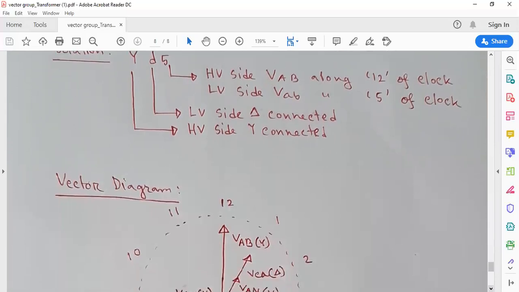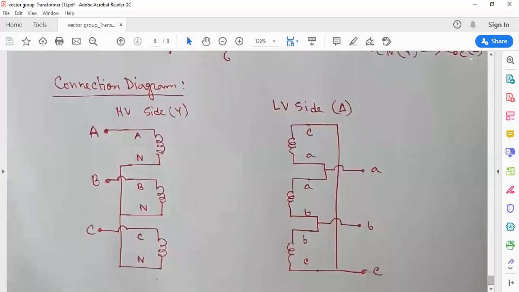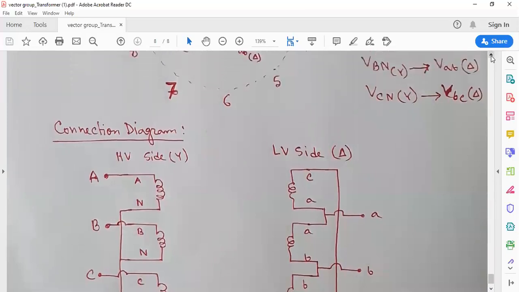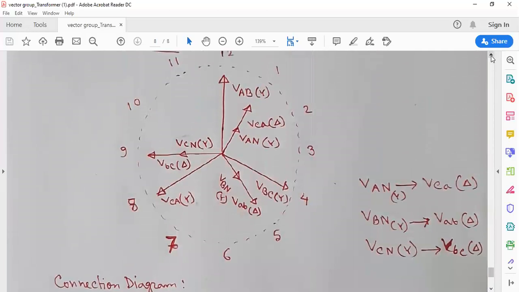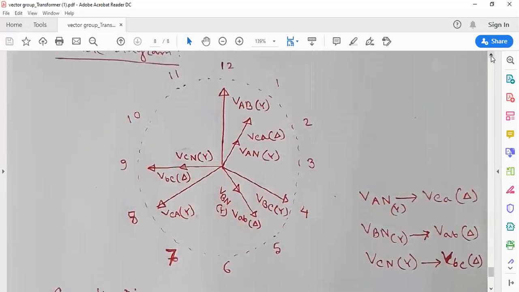This is how you answer in your script. You just need to draw them. You do not need to explain anything, or draw them step by step. This is VAB, Y connected, that is the high voltage side, line to line voltage along 12, along 4, along 8, and VAB is along YD5.